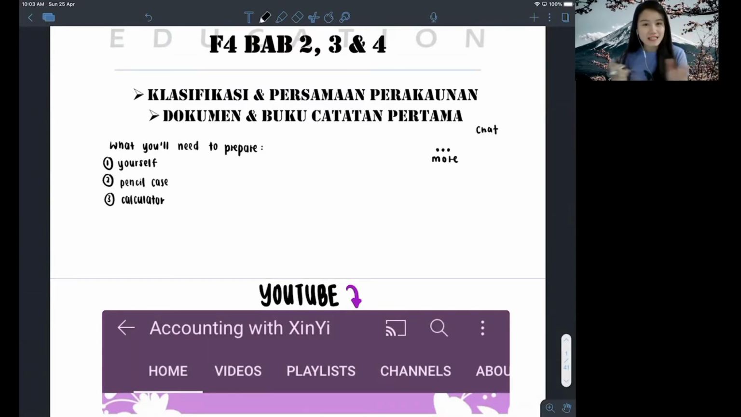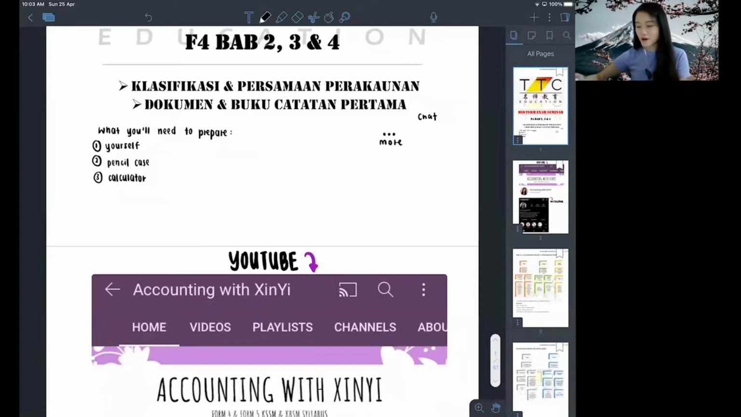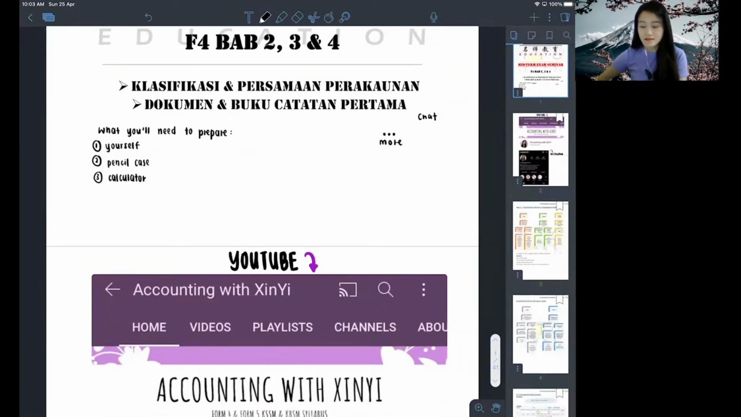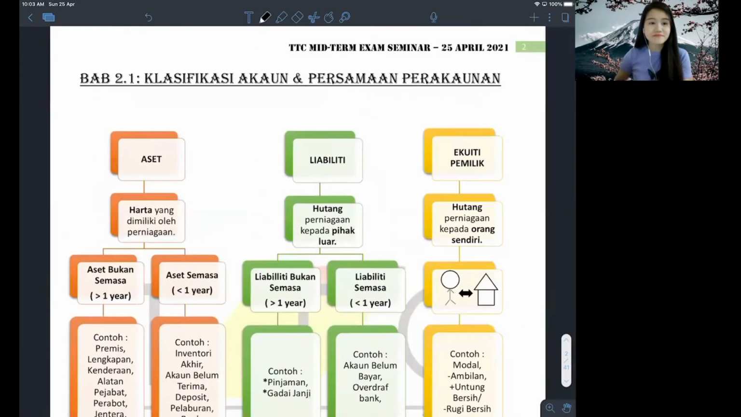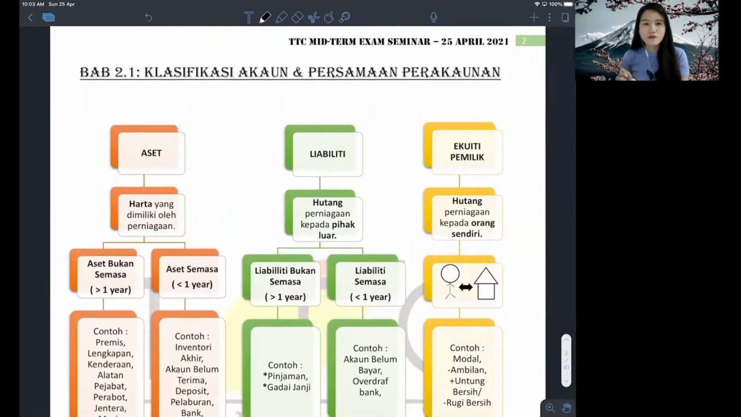All right. So let's begin with our class. I will start from klasifikasi first. Let's go to page number 3 of your seminar set. For bab 2, I will actually split them into two sections, which is bab 2.1 and 2.2. The 2.1 is actually the klasifikasi, while 2.2 is going to be the persamaan perikanan.